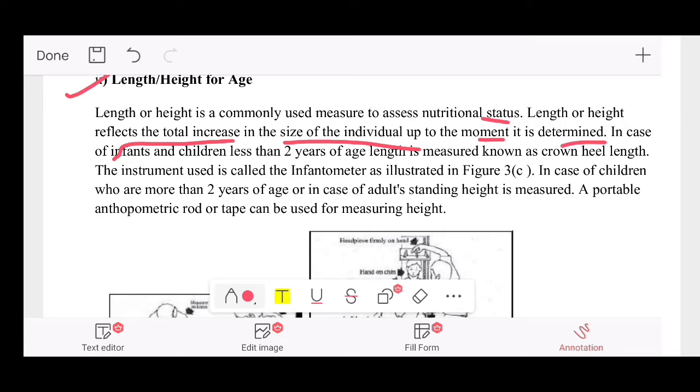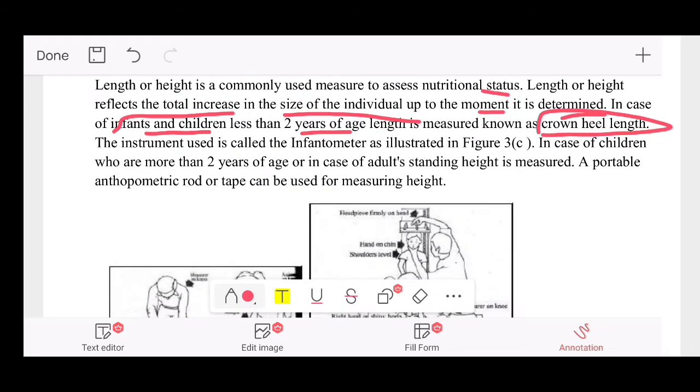Okay, in case of infants and children less than 2 years of age, length is measured, known as crown heel length. You should read these short things very well. In case of infants and children who are less than 2 years of age, the length is measured, that is known as crown heel length. The instrument which is used is called the Infantometer, as illustrated in 6c.